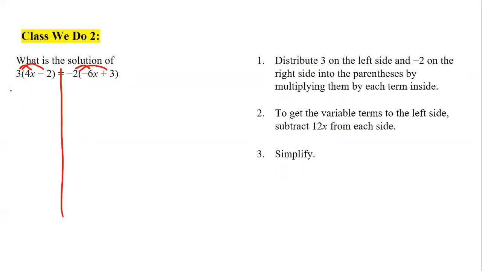3 times 4x is 12x. Please make sure you bring down your variable. That is one of the biggest mistakes I see people do, is drop the variable and then combine. Oh, okay. 3 times -2 is -6. -2 times -6x is a negative times a negative is a 12x. And then -6 times +3 is -6.